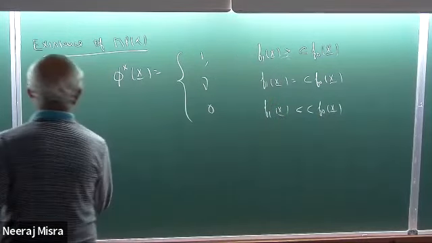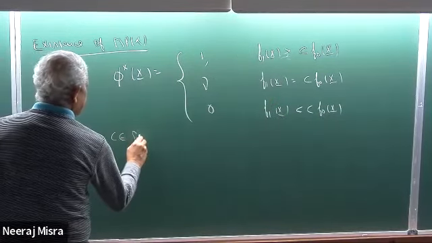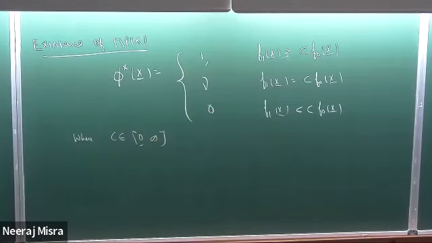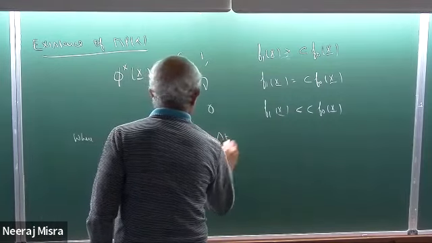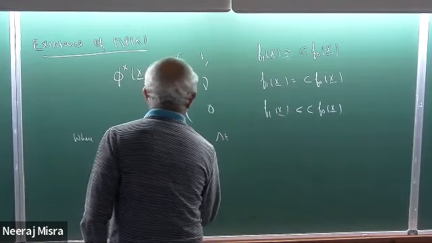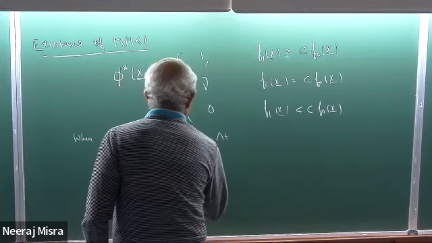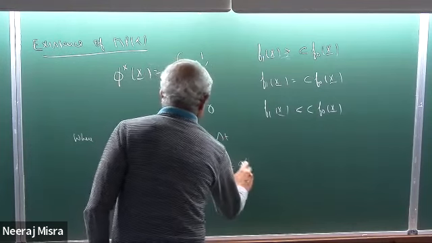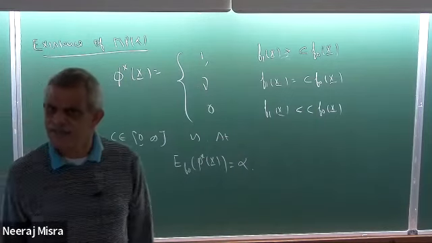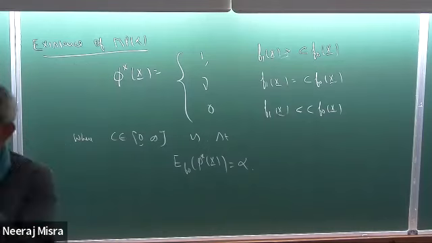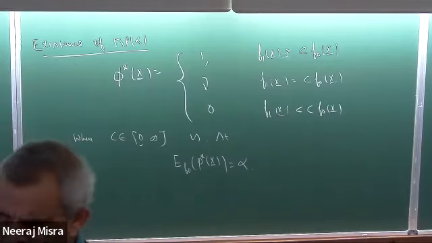Where c belongs to zero to infinity, you can include infinity also. It says that the expected value under f zero of phi star x equals alpha. So there will always be one MP alpha test, which would be of this type. Is that okay? So it only talks about existence of an MP alpha test. There may be a lot many more. I do not care about them for the time being. I'm interested in just one MP alpha test, and it says this is the MP alpha test.